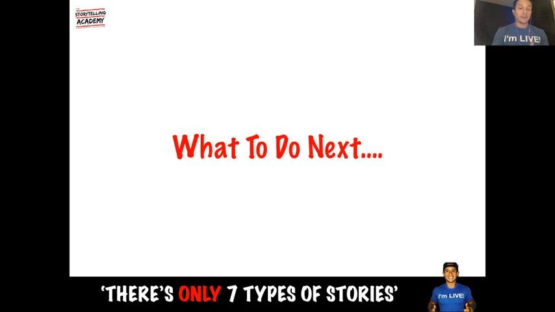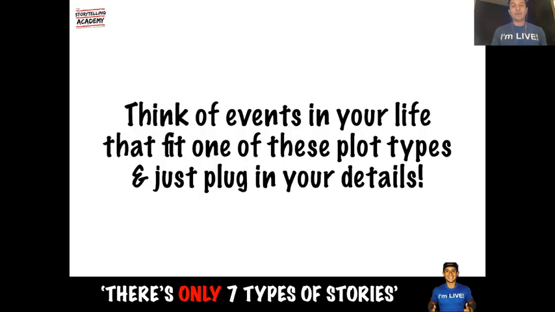So again, you guys, what to do next with this lesson: think of events in your life that fit one of these plot types and just plug in your details. Literally, it's that simple. Don't make this any harder than it has to be. I just wanted to show you 7 story types so you know how to tell stories, because it's just science. When we are told stories, the sensory cortex reacts a certain way, which engages our brain, helps focus, memory, retention, all that stuff, right? So just knowing how the structure of one of the 7 stories goes is going to help you be a better storyteller, so you can have more efficiency when you're telling your message to your audience.